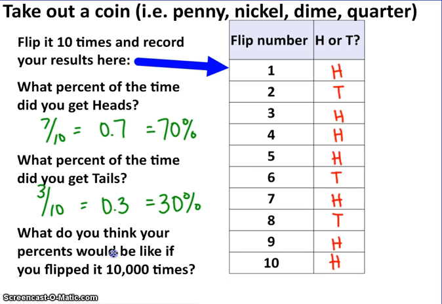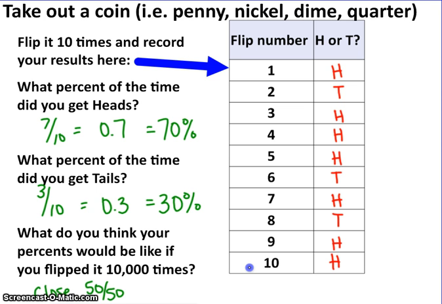So the question is, what do you think if you flipped the coin 10,000 times? We would get very, very close to 50-50, meaning that I should get tails exactly half the time and heads exactly half the other time. So I should be seeing 50 and 50%. I just don't have enough flips. The more I do, I need a larger sample space, is basically what it boils down to.